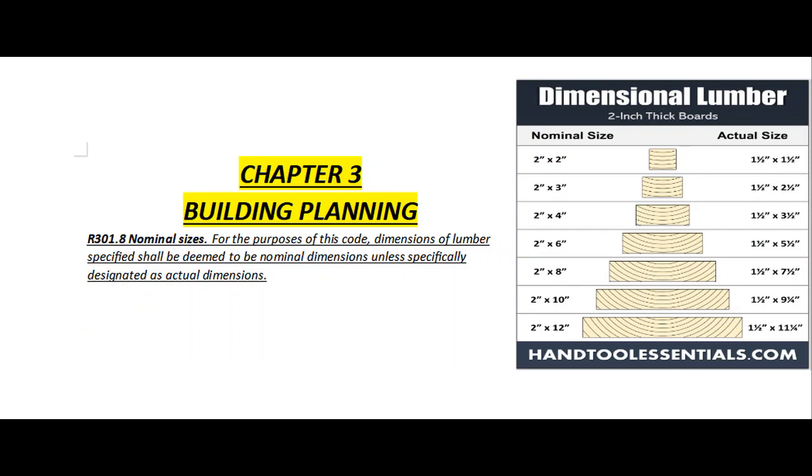Chapter 3. Building Planning. R301.8. Nominal Sizes. For the purposes of this code, dimensions of lumber specified shall be deemed to be nominal dimensions, unless specifically designated as actual dimensions.